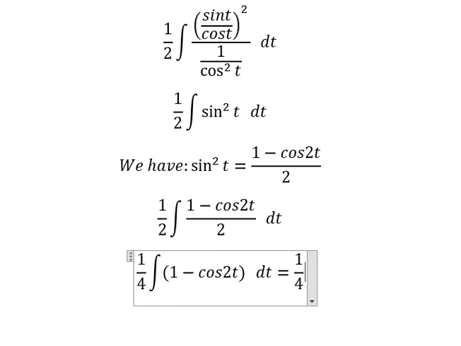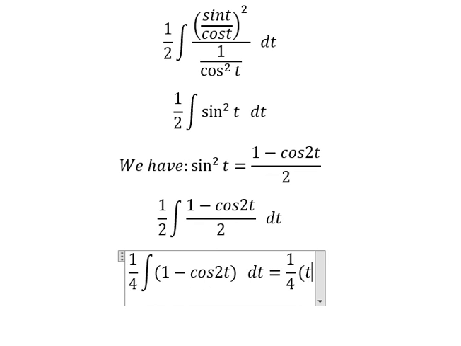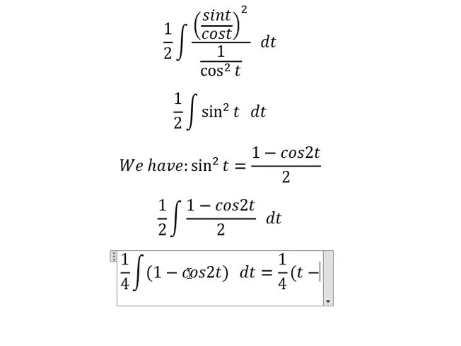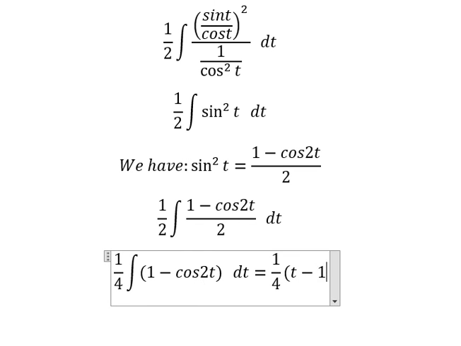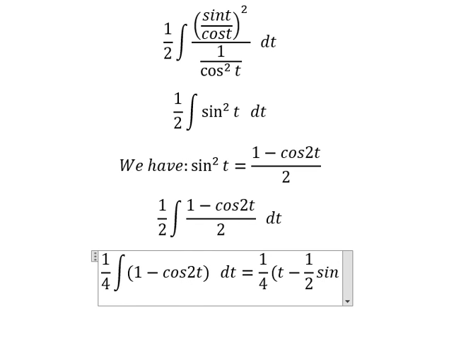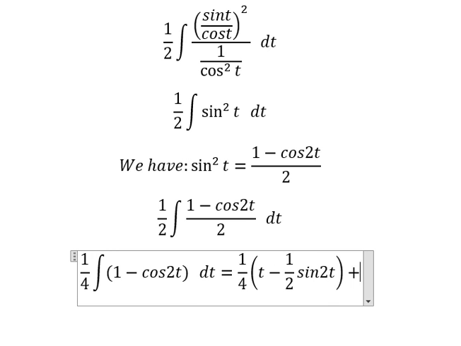The integration of number 1 we have t. The integration of cosine 2t we have 1 over 2 sin 2t, and I will put c.